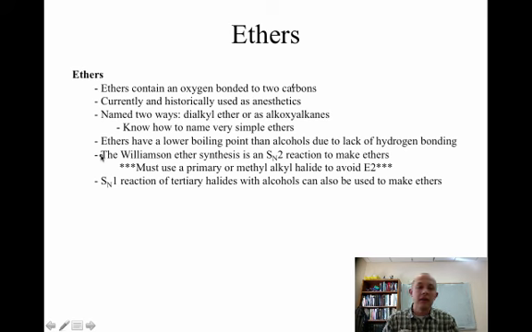The way that we make ethers is by Williamson ether synthesis, and be very careful when you're planning these syntheses. You always want to use a primary or a methyl alkyl halide for your Williamson ether synthesis. You can also propose SN1 reactions of tertiary halides with alcohols, but it won't work with alkoxides, right? That's an E2 reaction.